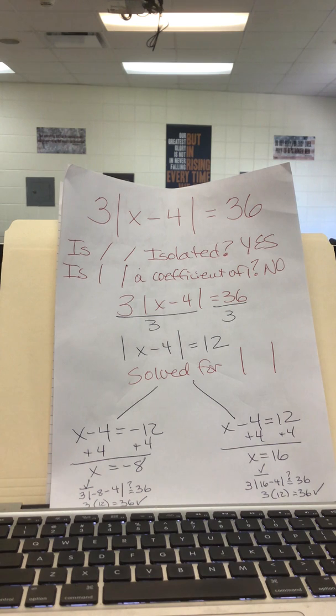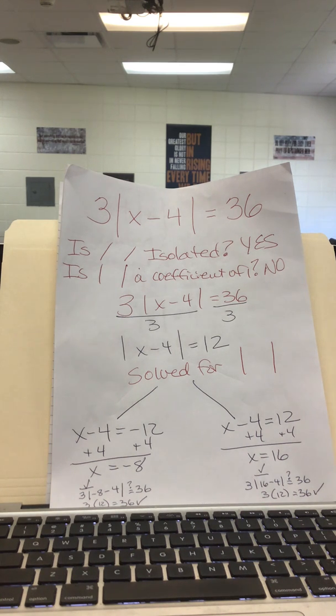As with most every algebra problem we do, certainly with most every equation that we do, we can plug in our answer, and if we get a true statement, we know we did it correctly. So 3 times the absolute value of negative 8 minus 4, does that equal 36? Well, negative 8 minus 4 is negative 12, and the absolute value of negative 12 is positive 12. So 3 times positive 12 does equal 36. Check.